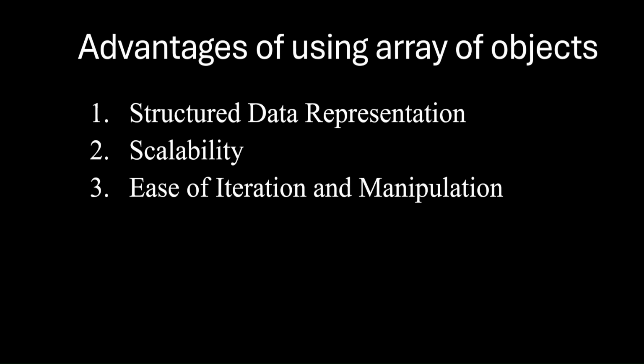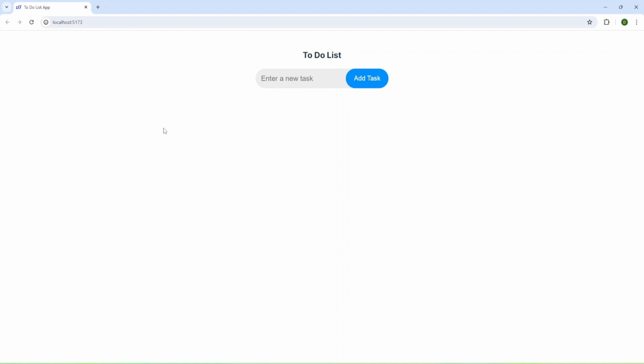Let's take a look at the design. In the previous lesson, we created an element for adding a new task. It has an input and a button. In this lesson, we'll use this element to add tasks and we'll display the added tasks. Let me add several tasks.